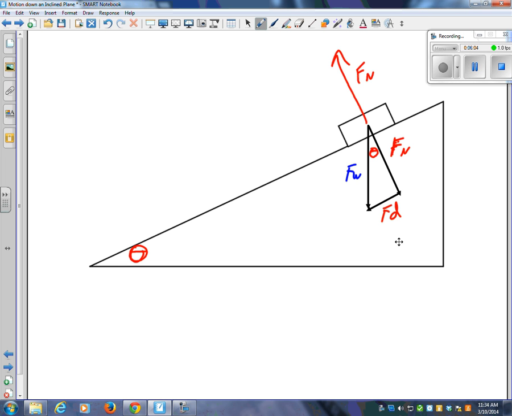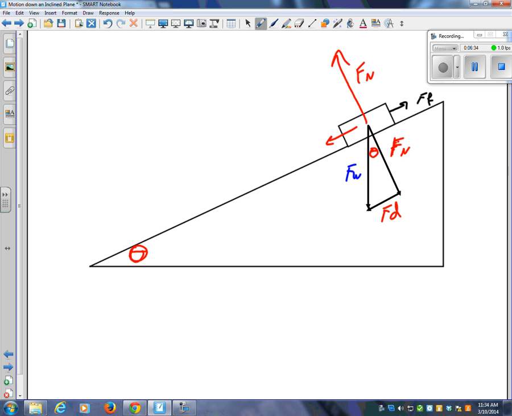Now, quite often people will draw this FD right there. Is that okay? All I've done is just taken that component out and put it right there. If there was friction on this ramp, which way would it be? It would be up like this, right? This would be the friction force if it exists. For now, we will just worry about frictionless ramps.